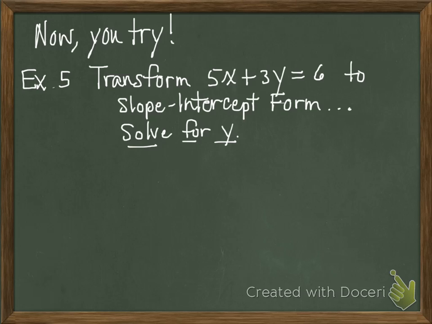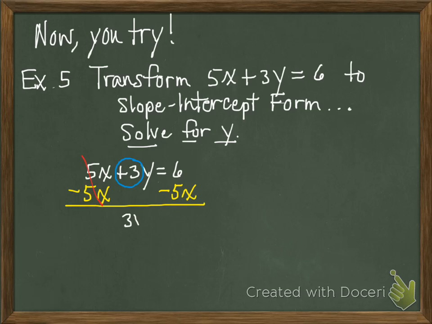And when you're done, press play and see if this is what you did. You need to isolate the y. That means get everything away from it. We do it in a certain order. We always save the coefficient of y for last. So the first thing you're going to do is subtract 5x on both sides. After you subtract 5x, then you can divide by the 3.